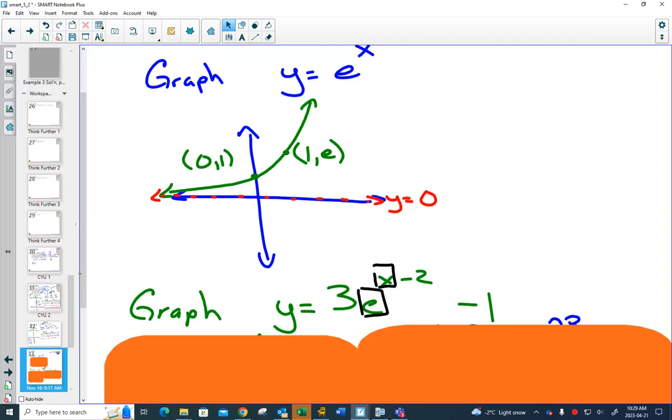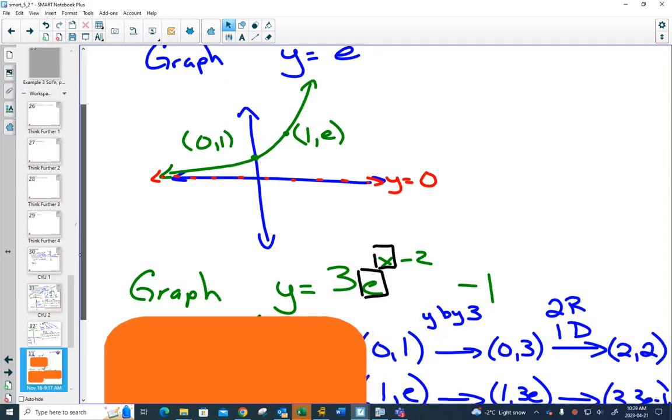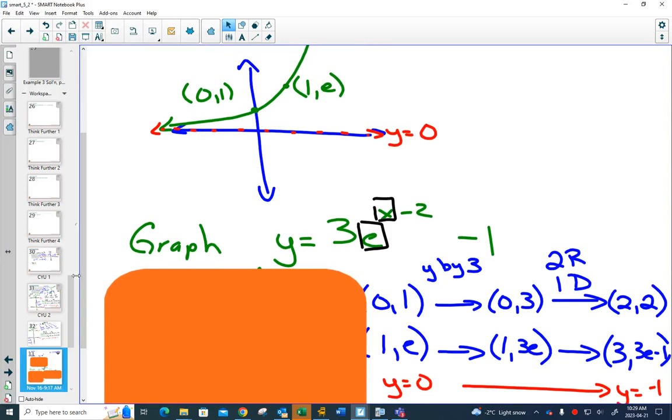What do each of those numbers do? The 3 is going to be a vertical stretch. Multiply your y values by 3. The negative 2 is going to be a horizontal translation, 2 units to the right. And the negative 1 is going to move things 1 down. So you can set up your arrows with your original points.